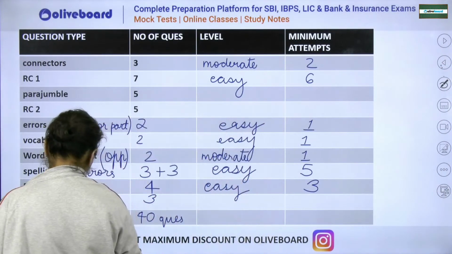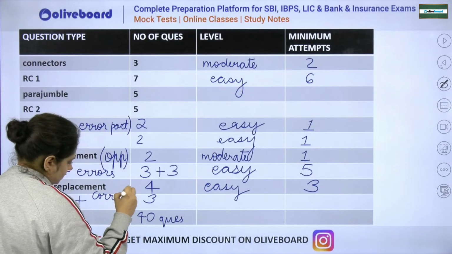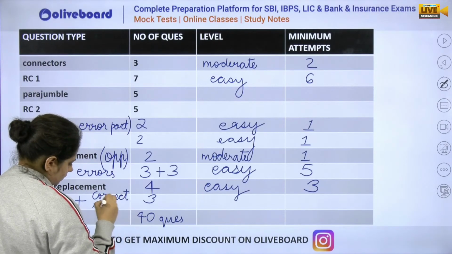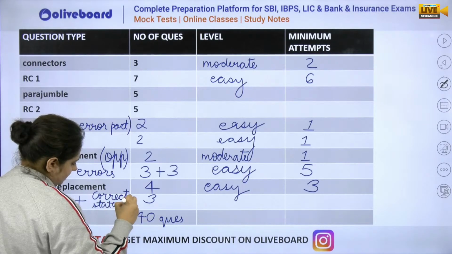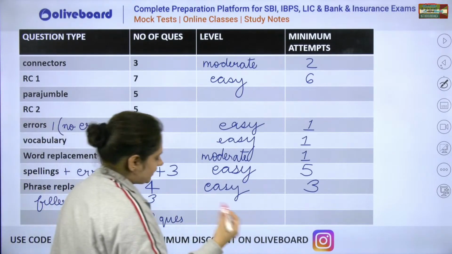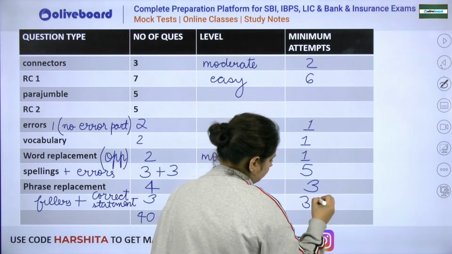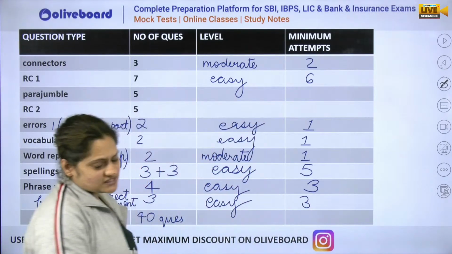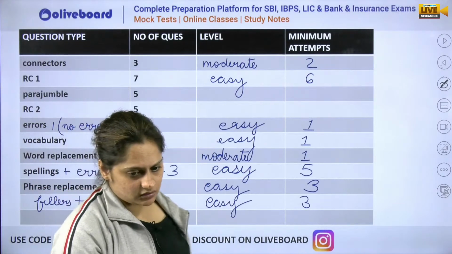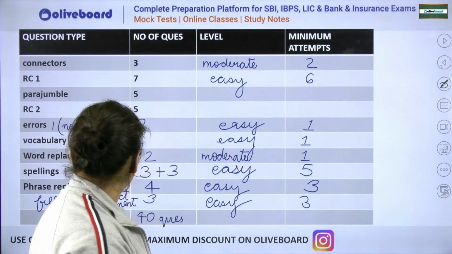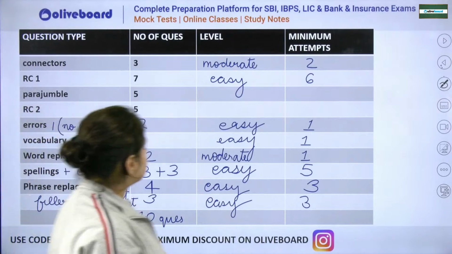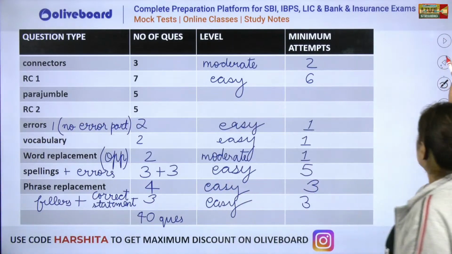और एक था which is correct statement. Okay, so out of these 4, definitely fillers 3 out of 3 and 1 correct one. I think the level was easy only, so 3 you can do out of 4. Maybe some people will get the correct sentence, some will not. 3 to 4 doable. Okay, now let's go to the last 2 sets, para jumble and RC.